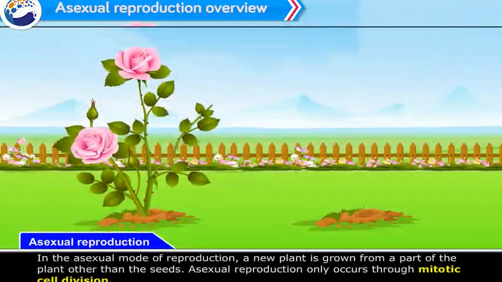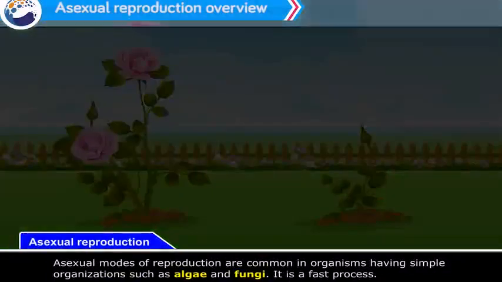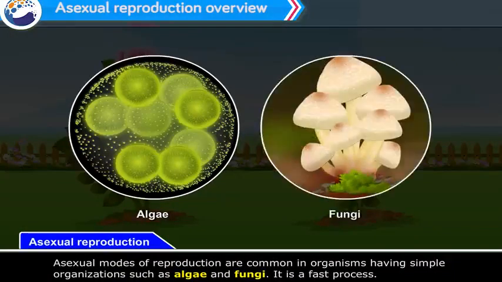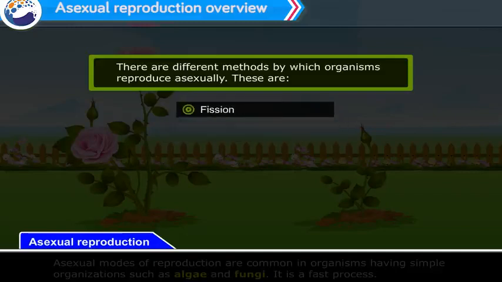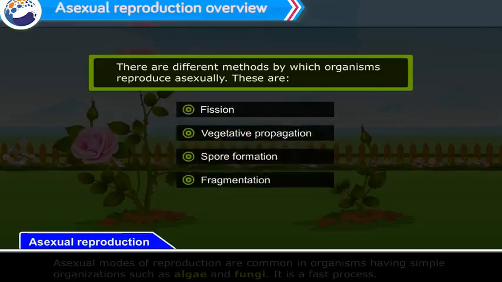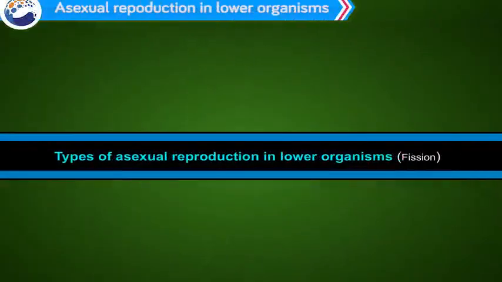In the asexual mode of reproduction, a new plant is grown from a part of the plant other than the seeds. Asexual reproduction only occurs through mitotic cell division. Asexual modes of reproduction are common in organisms having simple organizations such as algae and fungi. It is a fast process. There are different methods by which organisms reproduce asexually. These are fission, vegetative propagation, spore formation, fragmentation, budding. Types of asexual reproduction in lower organisms.